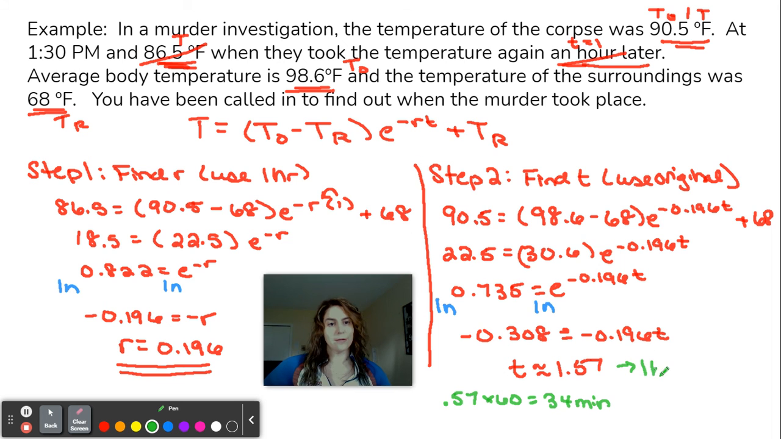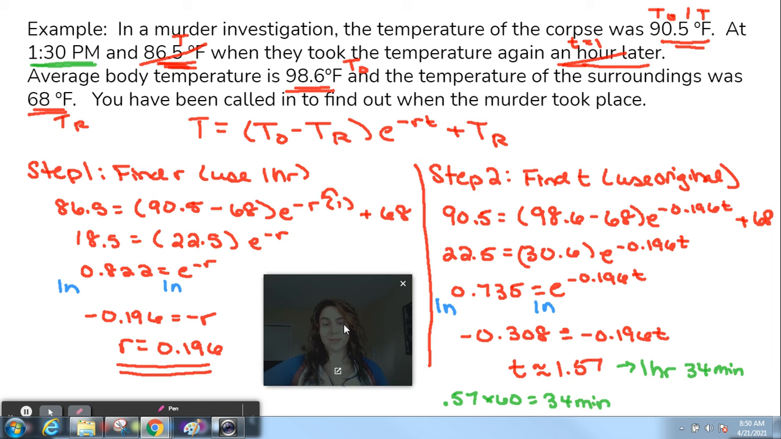So this is 1 hour and 34 minutes that body has been there for, right? Because the 90.5 degrees was the body temperature when they found it, which obviously was after its time of death. So if it's 1 hour and 34 minutes, that is before when they found the body at 1:30. So we need to go back in time.